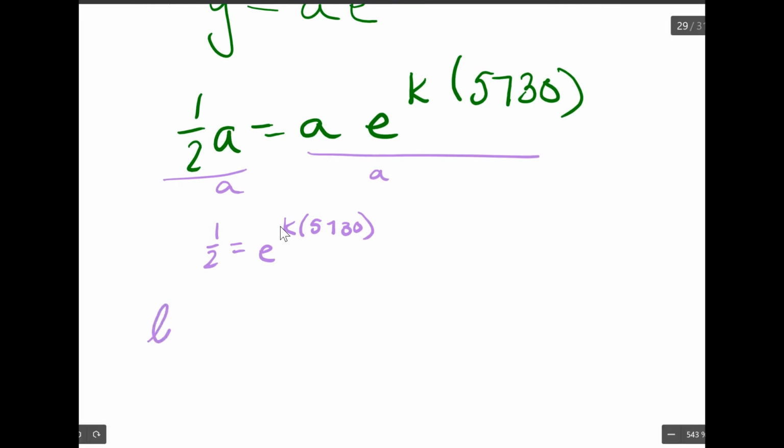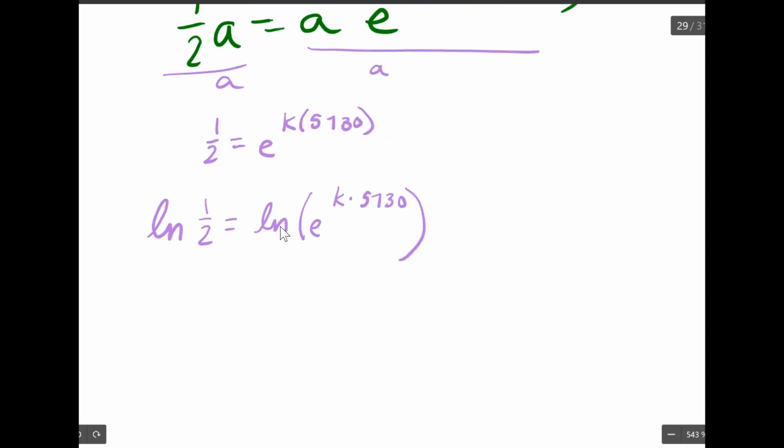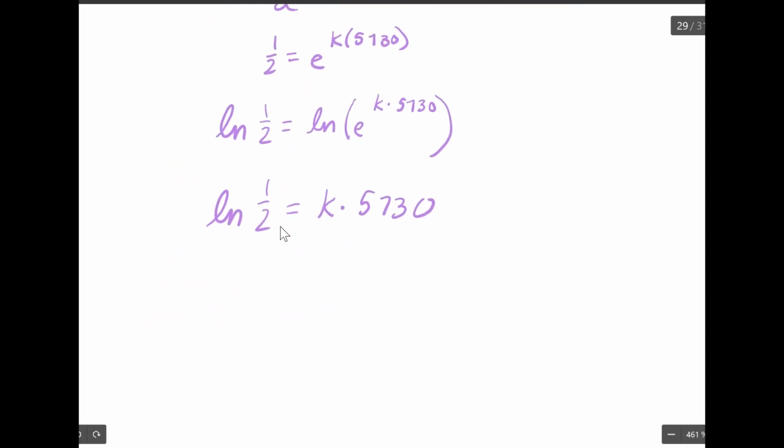ln of both sides. ln of 1/2 is going to equal ln of e to the k times 5,730. So it would be ln 1/2 equals k times 5,730. You can solve for ln 1/2 then. Yeah, you just plug into your calculator. But for k, you just divide both sides by 5,730.